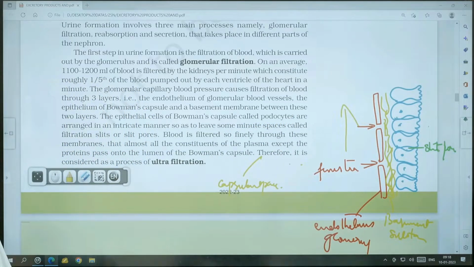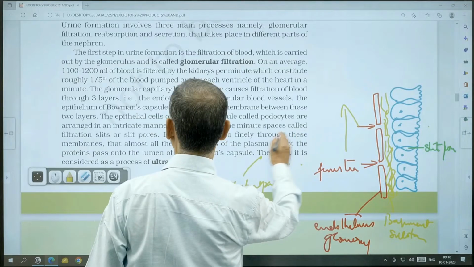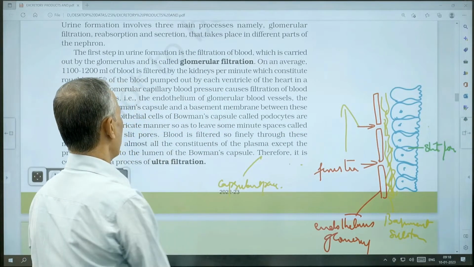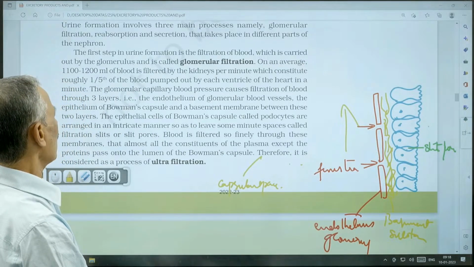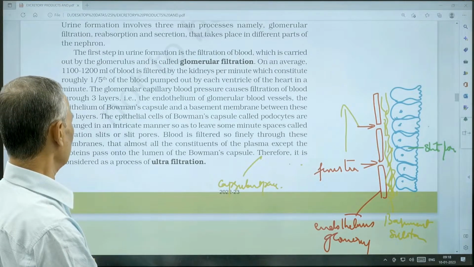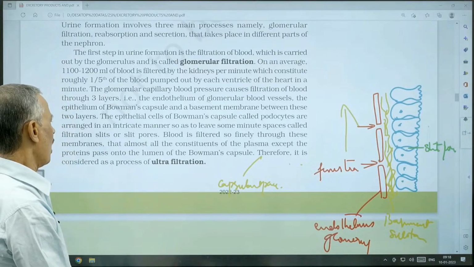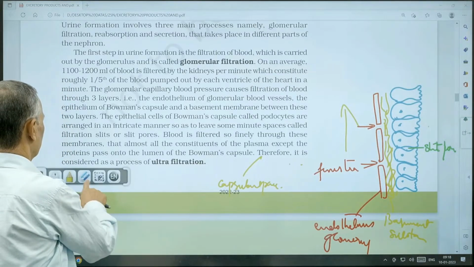Podocytes are arranged in an intricate manner so as to leave between them some small minute spaces called filtration slits or slit pores. And blood is filtered so finely through this membrane that almost all constituents of the plasma, except the large sized proteins, pass into the lumen. It is called ultrafiltration. Is it clear?